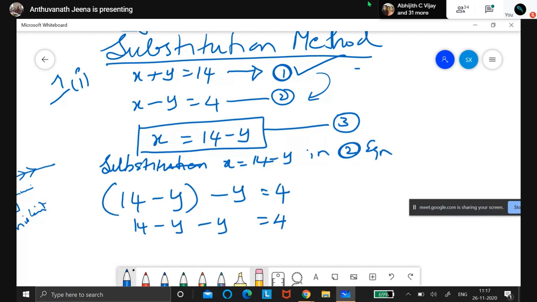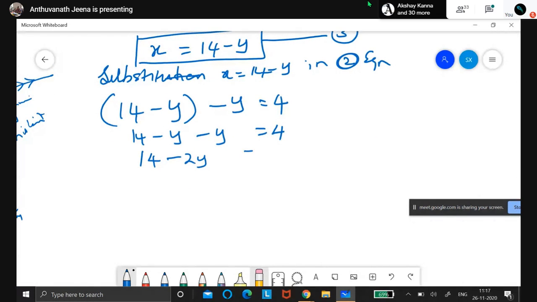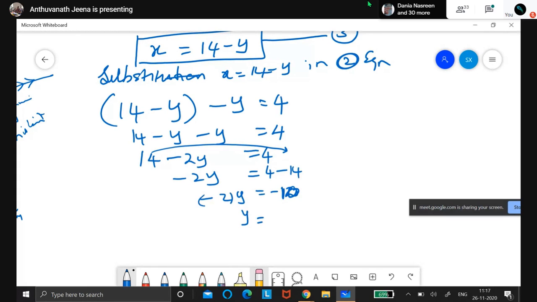So what is the answer? What will minus y minus y become? Minus 2y. Do that carefully. It looks very simple, but if you make a small mistake, everything will go wrong. Then 14 crosses the equal sign and becomes minus 14. So minus 2y is minus 10. Minus 2y together, so y is equal to 5.